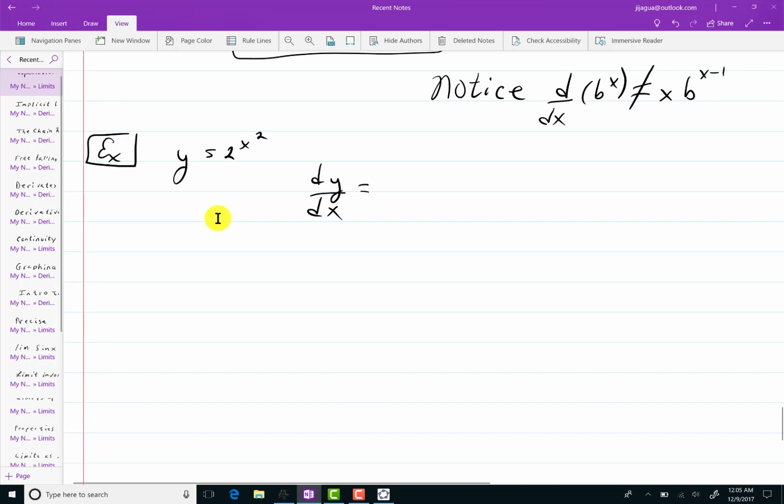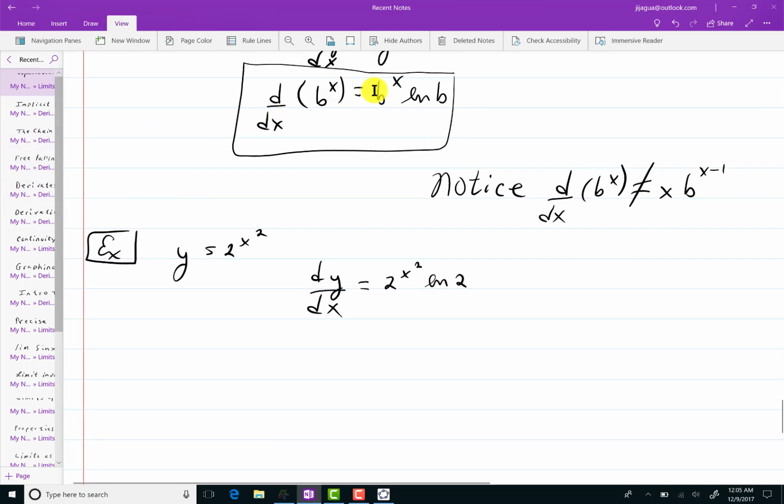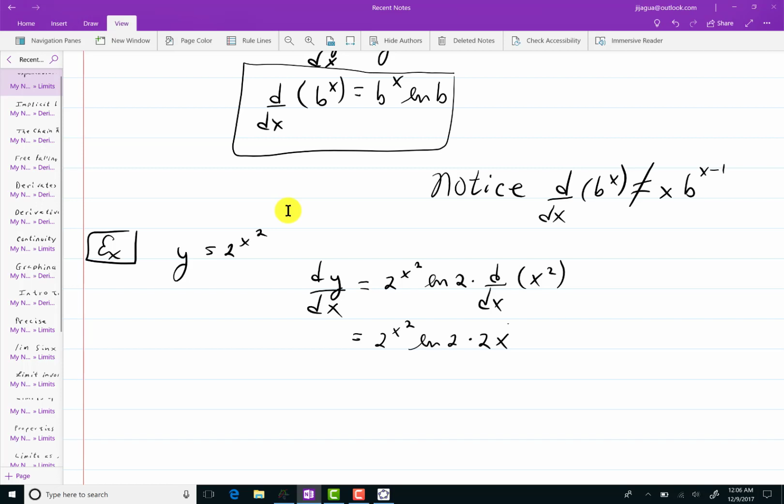Because the base is 2. The exponent is variable, so you get 2 to the x squared ln 2. Now, though, the x squared is like the inner function, so I have to take the derivative of x squared. So I'll take d over dx of x squared. So I get 2 to the x squared ln of 2 times 2x. And that's perfectly fine as an answer.